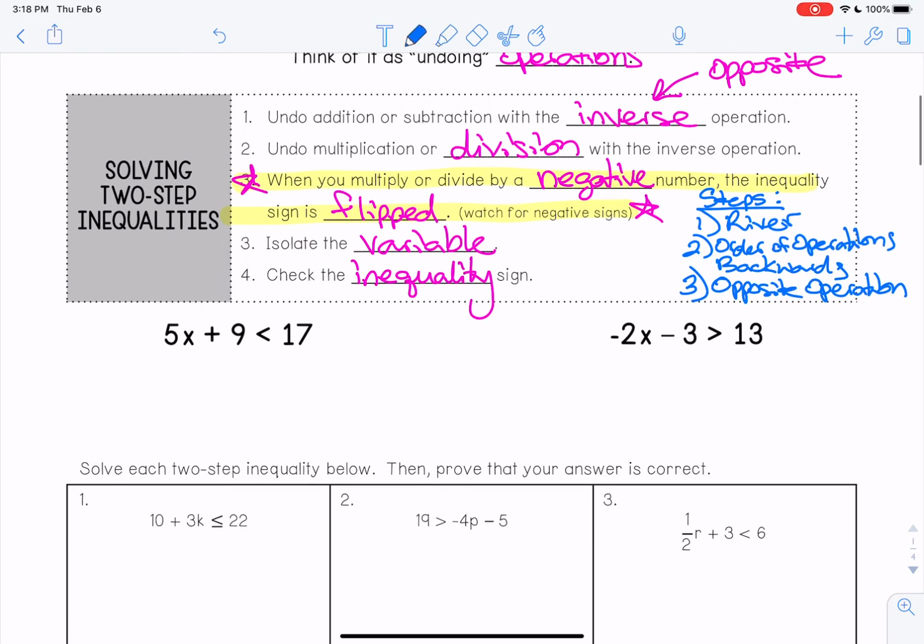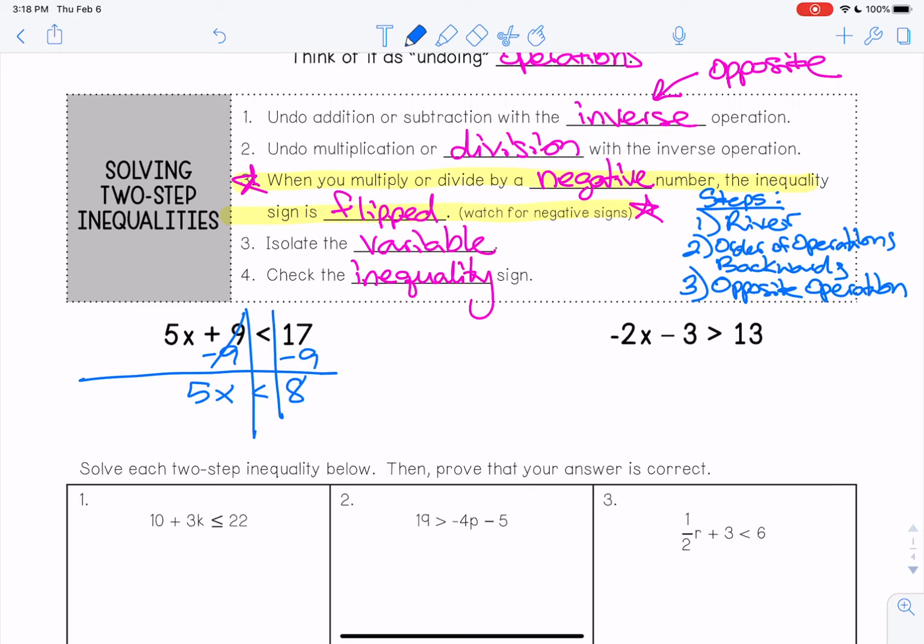All right, so let's do a couple of examples. We have 5x plus 9 is less than 17. So because we're doing order of operations backwards, we're going to do the 9 before the 5 because it's plus 9, and the 5 is 5 times x. And if we go backwards, addition comes before multiplication. So then the third step is to do the opposite. So the opposite of addition would be subtraction. So I'm going to subtract from both sides, and I get 5x is less than 8.